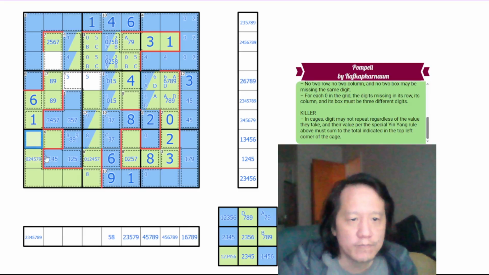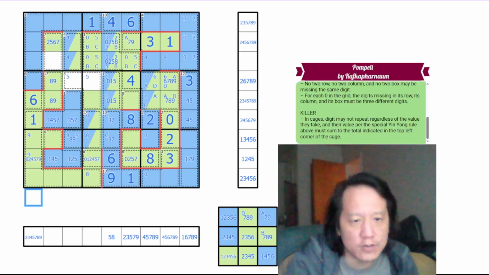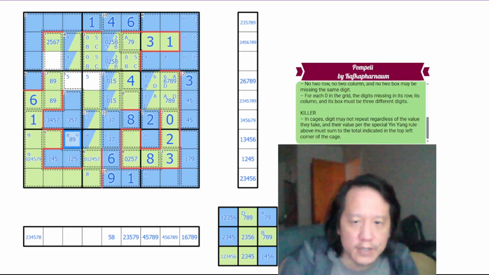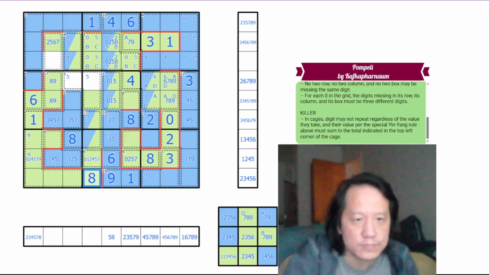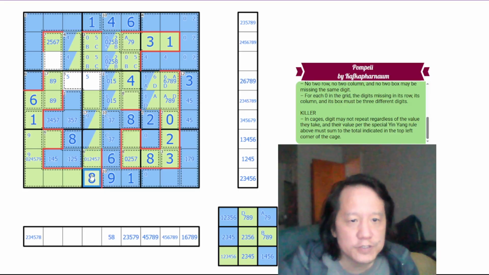We know 9 cannot be here, and can't be here. Where's the 9 in this cage, which we have to have? It has to be here. So that eliminates 9 from being here. This can't be 9. This must be an 8. So this is 8, which eliminates 8 here. So where's 8 in box 8, which it has to be, because again, we have 7, 8, 9 missing in already box 2, 3, and 6. So this has to be 8 here. So this is 8 here.